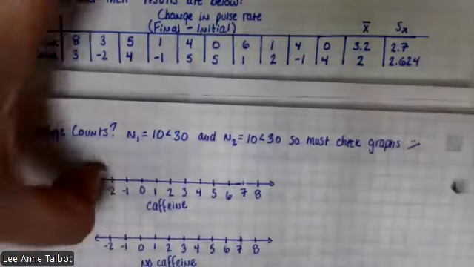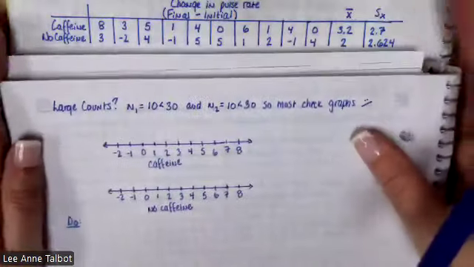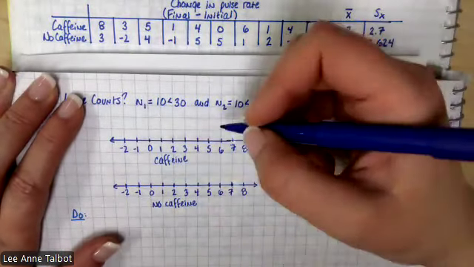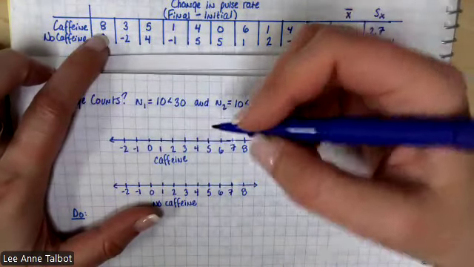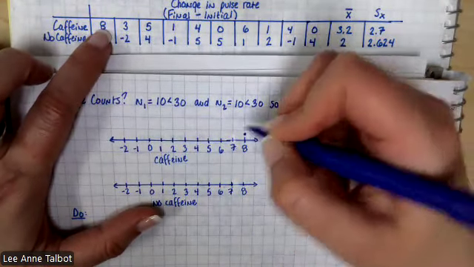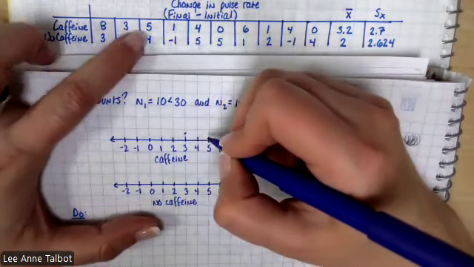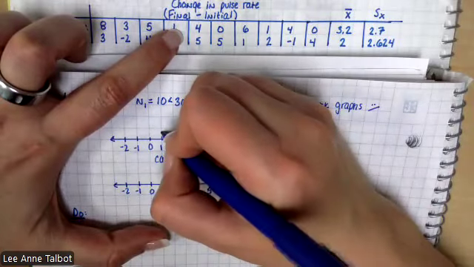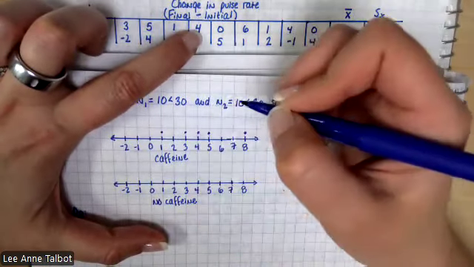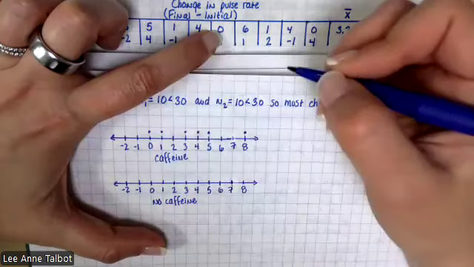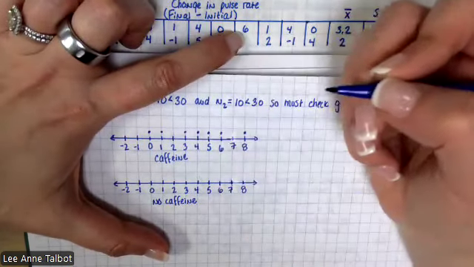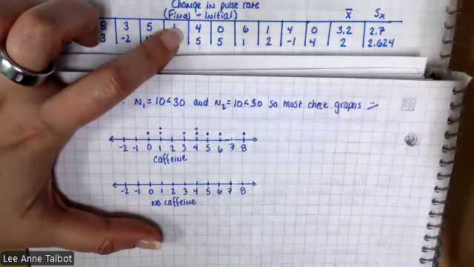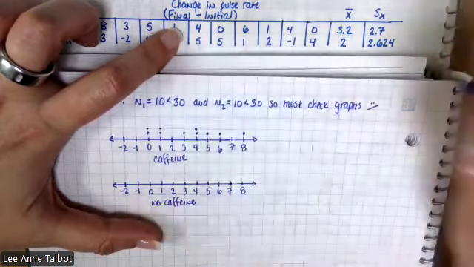Okay. So I got my notebook from last year so that I could look at the numbers at the same time as graphing the dots. Okay. So caffeine: 8, 3, 5, 1, 4, 0, 6, 1, 4, 0.